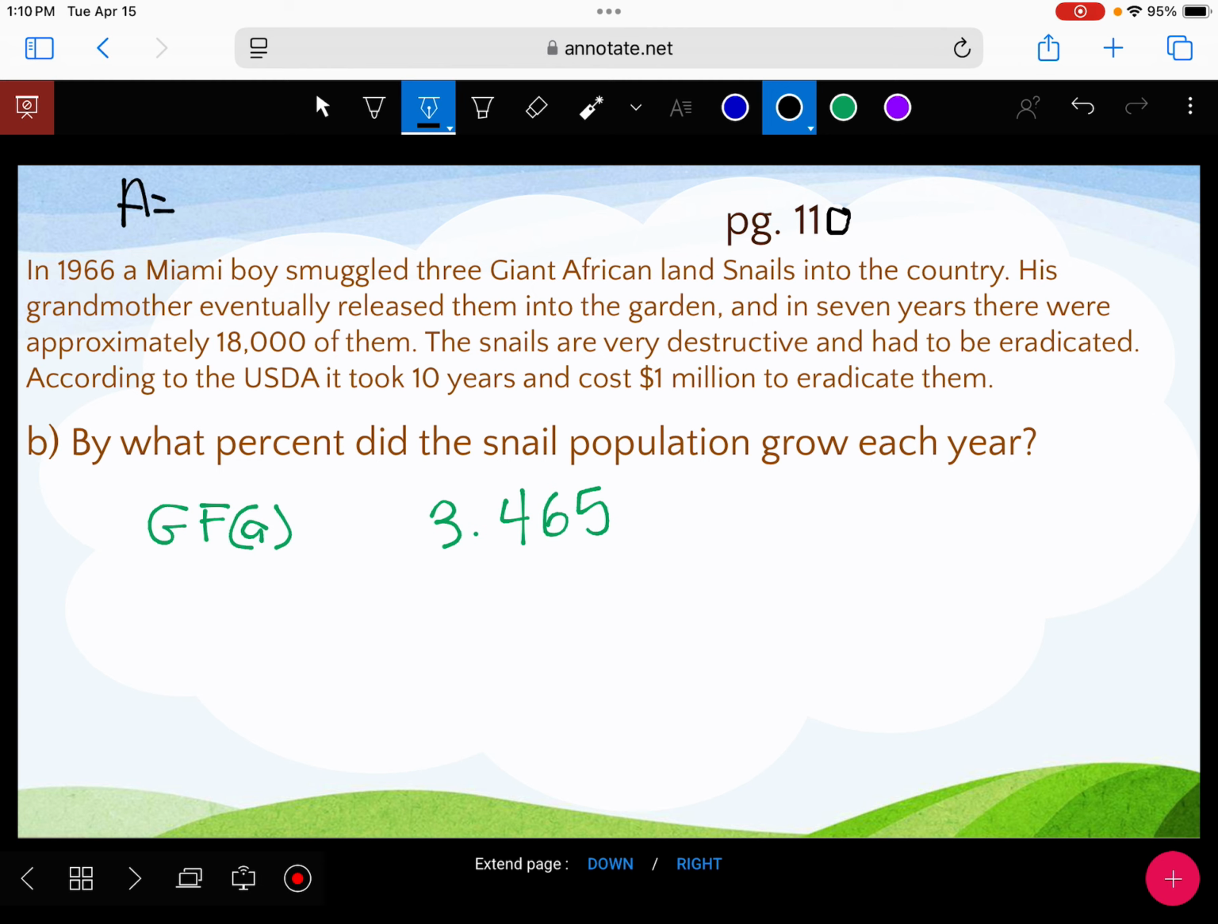When we're writing these equations, B to the T, or 1 plus or minus R to the T. So question B is asking us about the rate. What is the R? What percent is this growing? So what we found was our growth factor, this chunk. I want to know R. How could I figure out what R is?